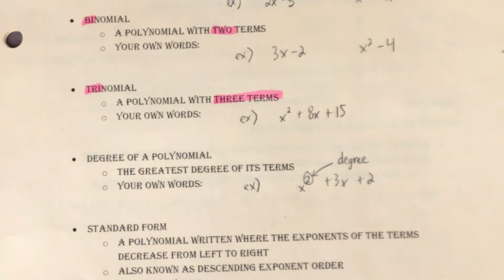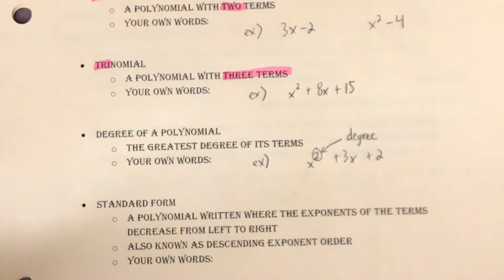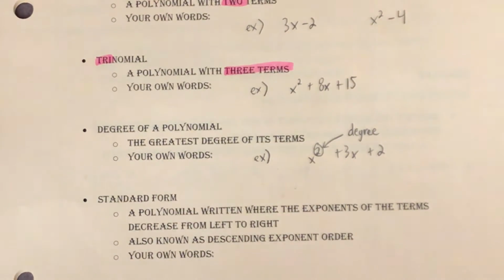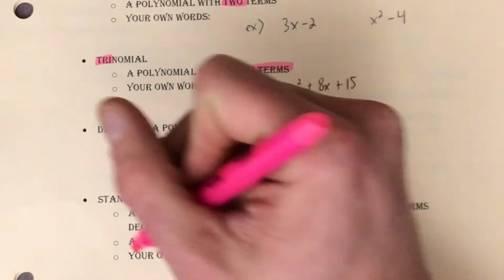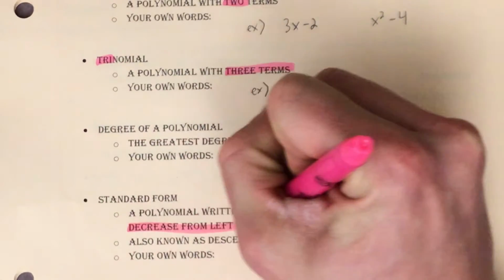And then our last term on this first page is standard form. Now, standard form is just a polynomial written where the exponents of the terms decrease from left to right. So they're going to get smaller moving from left to right. It's also known as descending exponent order. All right? So it's just important to remember that the terms decrease from left to right.